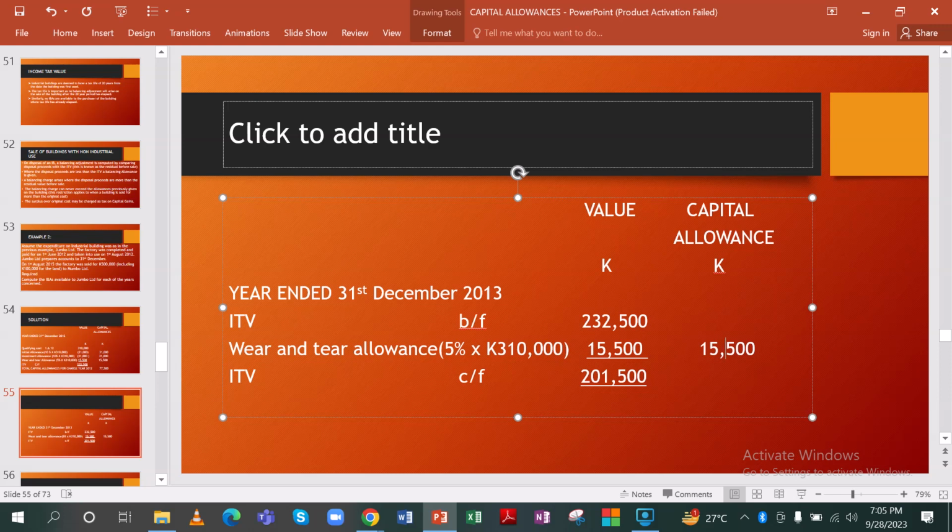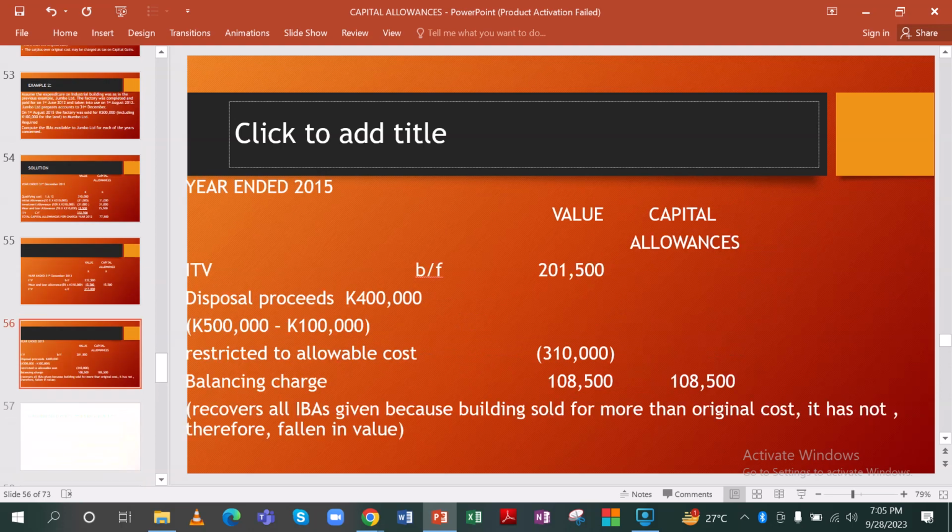So when you remove that one, it simply means that this one will be 7, and then that will be 1. So 217,000 kwacha will be the income tax value for 2013. We move on to 2014.